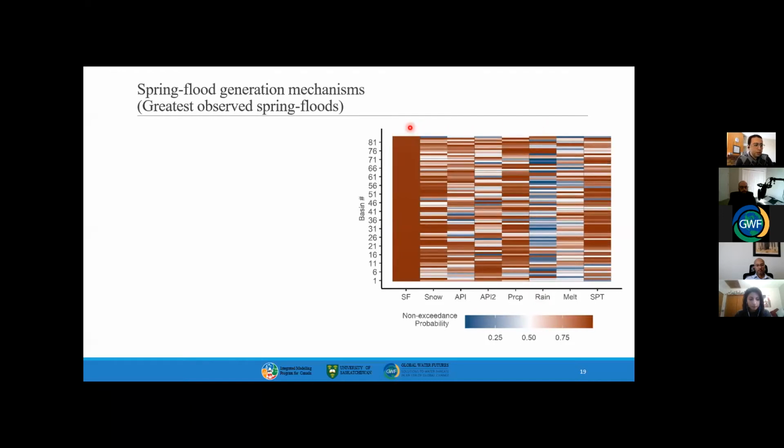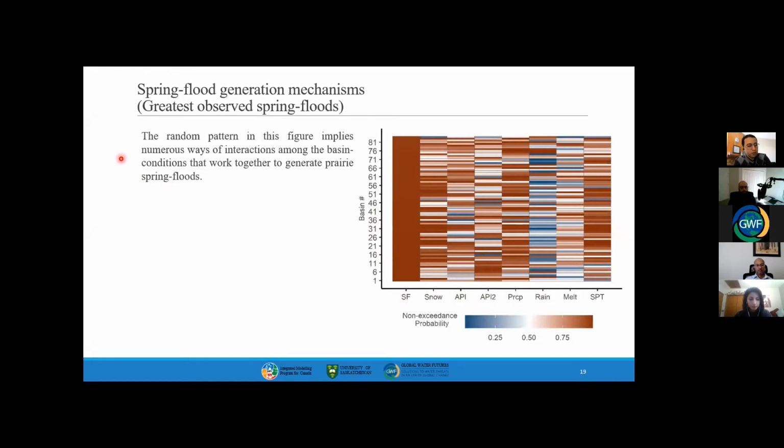But what I want to tell you from this figure is that the random pattern that we see from this 84 flood generation mechanisms implies numerous ways of interaction among the basin conditions that work together to generate the spring flood.